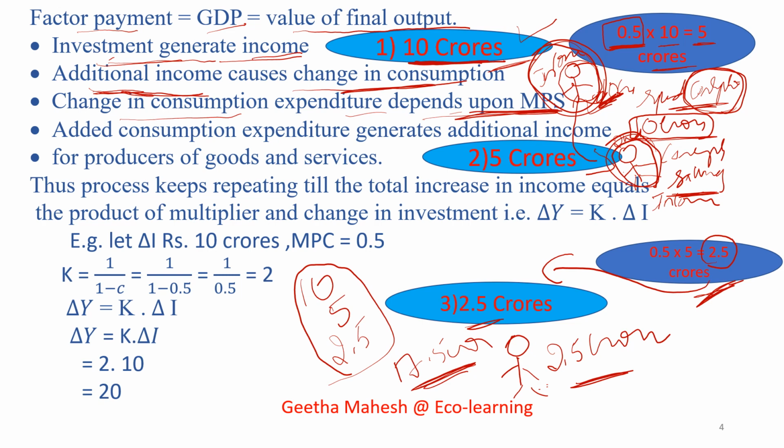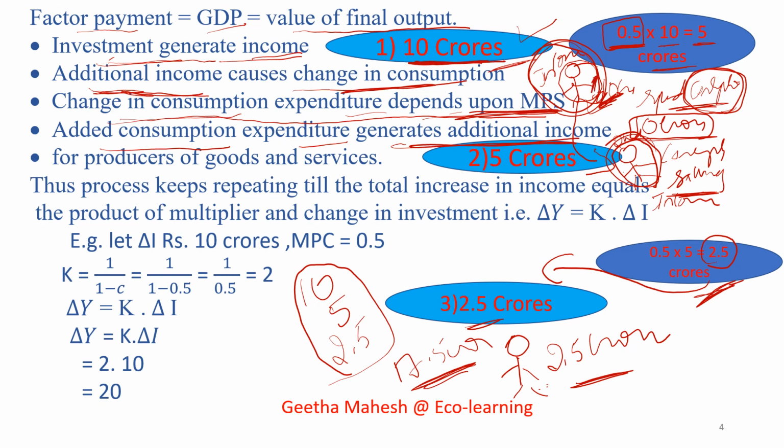17.5 crores. So this we call as the investment multiplier. Here we were stuck or stopped. Change in consumption expenditure depends upon MPS. How much is going to be saved? That will decide how much income the next person will get when the first person spends. See, additional consumption expenditure generates additional income.